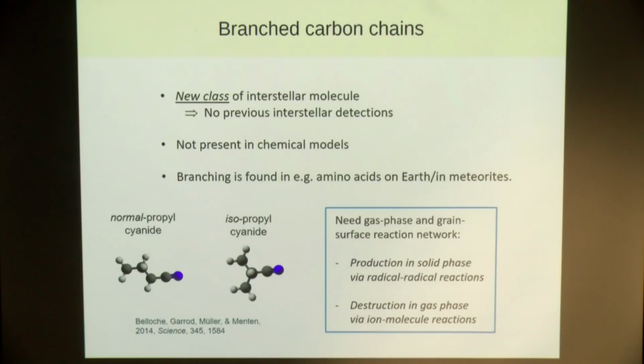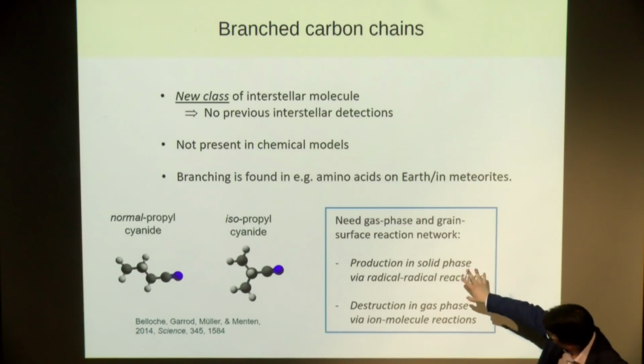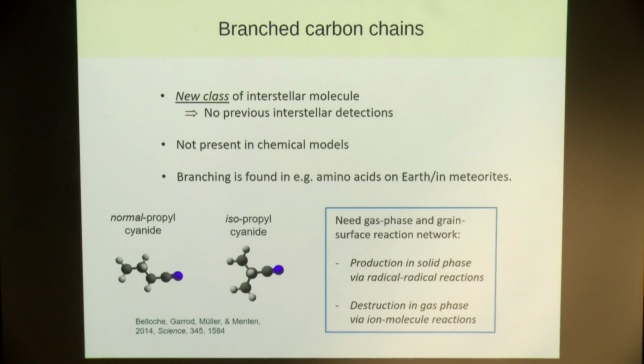And to do that, we have to study kinetics, and we have to use a rather more complicated model than the one with the videos that I just showed you. We need a large chemical reaction network. We need to be able to produce this molecule, and the way we tend to assume it's formed would be in the solid phase or in the ices through these radical reactions. But we also need to include destruction mechanisms as well.